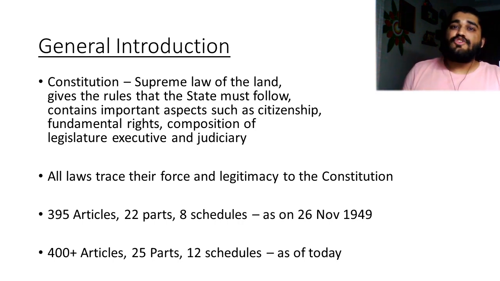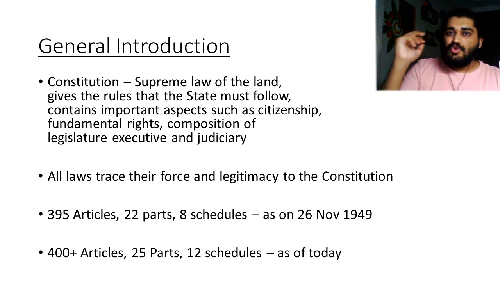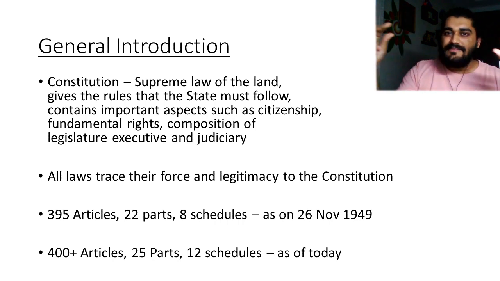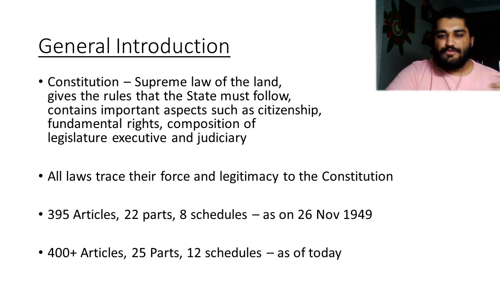Similarly, the number of parts of the constitution have also changed. There are at present 25 parts to the constitution and 12 schedules. So you need to remember that there are two different sets of data. As of the 26th of November 1949, 395 articles, 22 parts, 8 schedules. However, as of today, over 400 articles, 25 parts and 12 schedules. This is general trivia that CLAT may ask you.